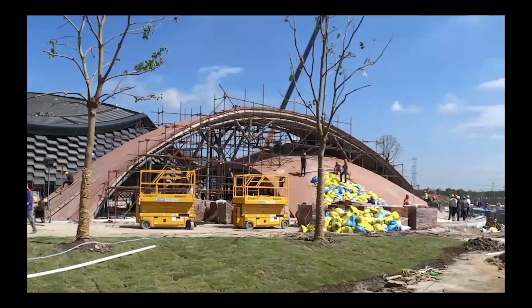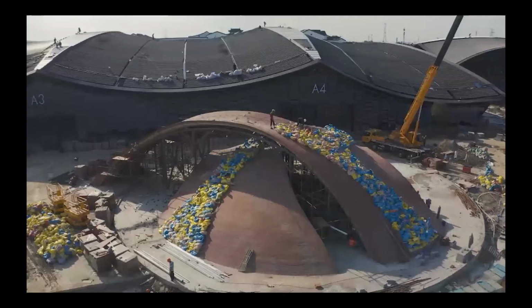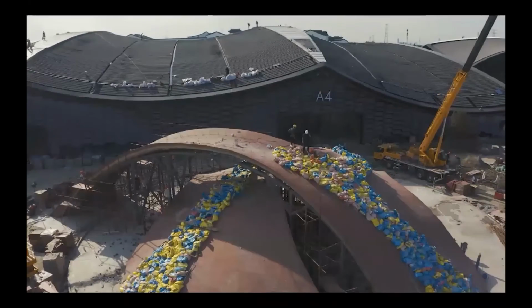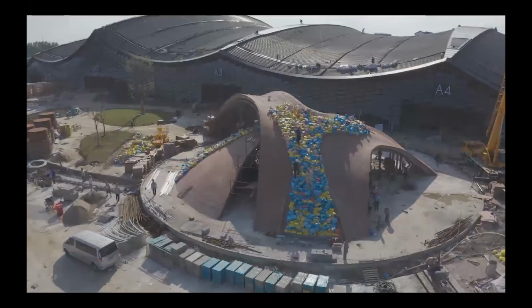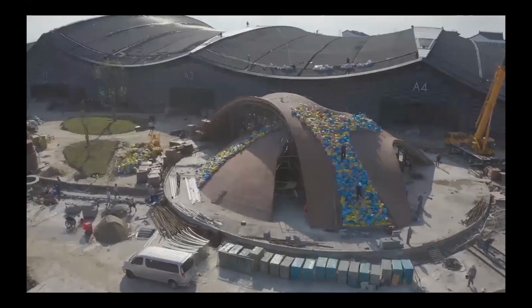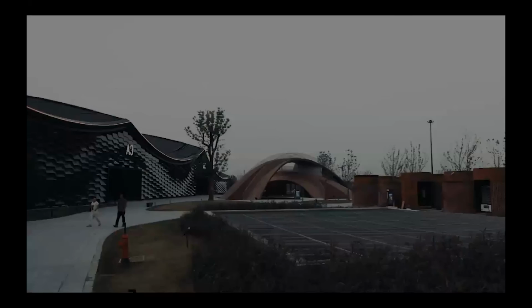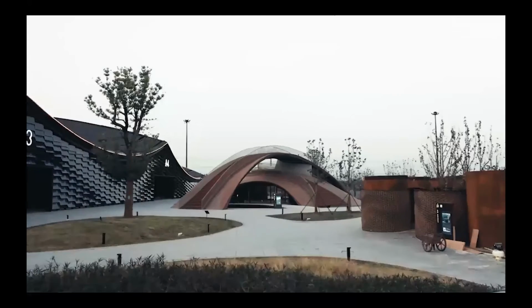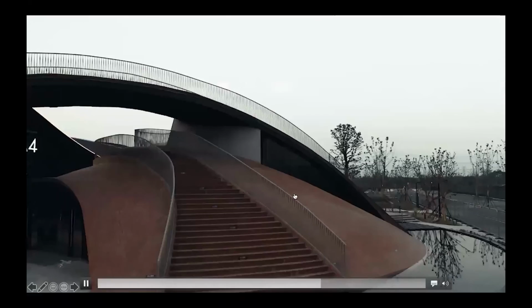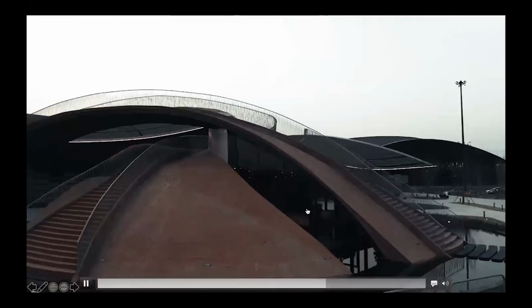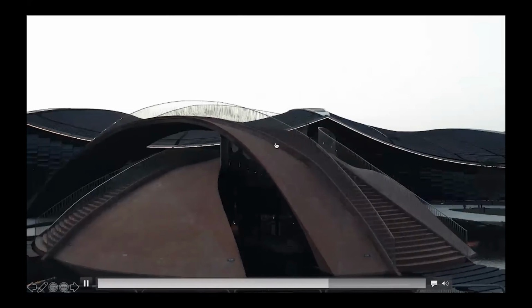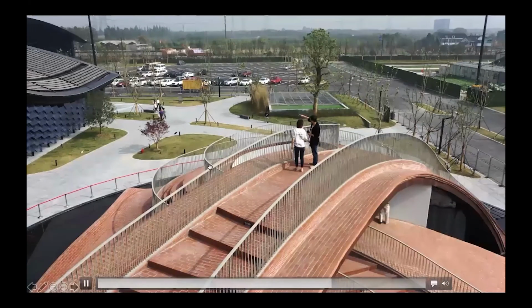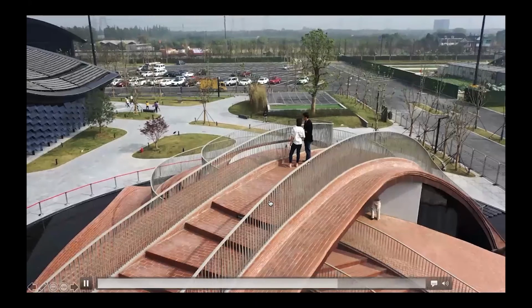The regulation is not supported, so we used a real load test on the real project. It's like 50 tons, like 400 people standing on it, to test if it's safe or not. This is the final object, which people can walk on, twisting around, and see all the surroundings.